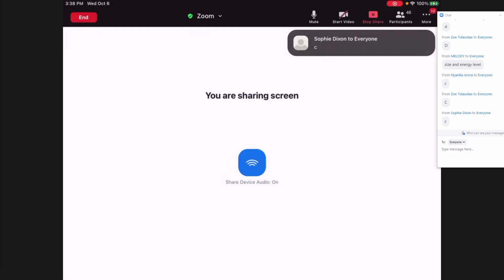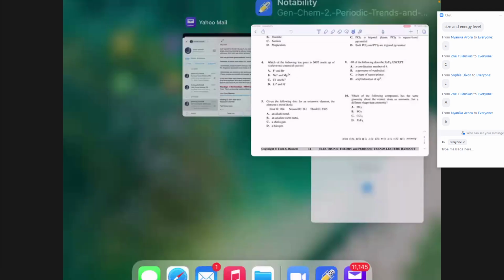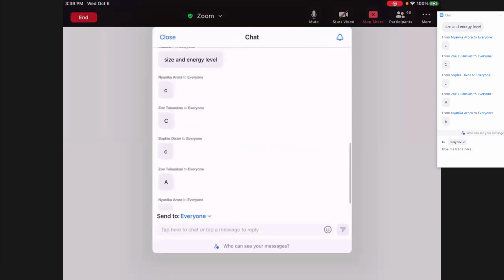Okay, number 4. Which of the following ion pairs is not made up of the same isoelectronic chemical species? So iso means same electronic configuration. Which of these is not the same electronic configuration, right? Everything's the same except for fluorine and bromine ion, because they're definitely not in the same row, or by gaining or losing one electron, they're not going to be the same, right?